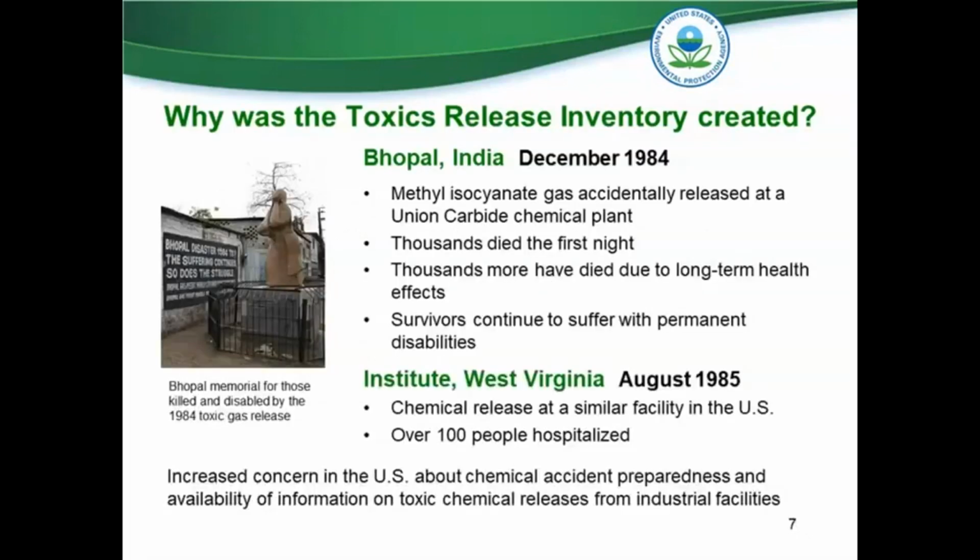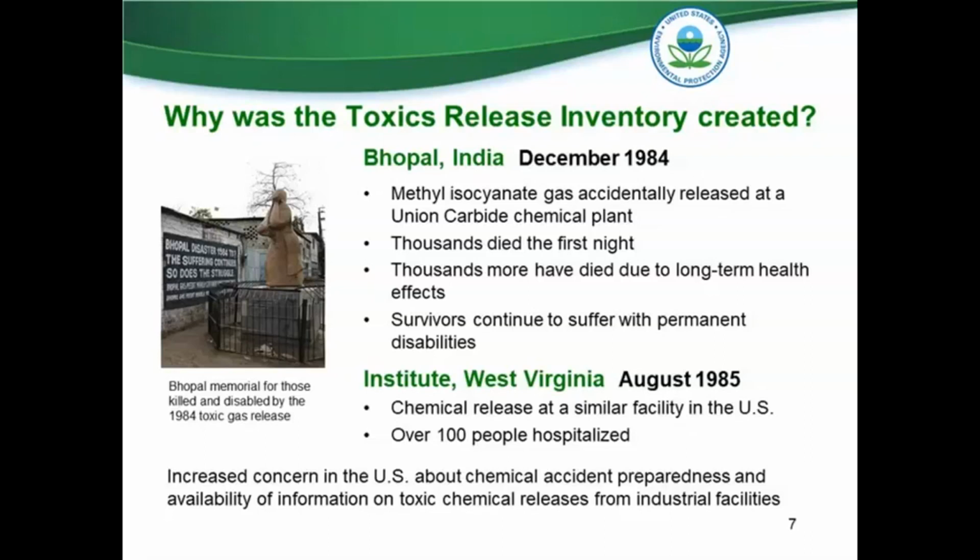So to start at the beginning, why was the Toxics Release Inventory created? The Emergency Planning and Community Right to Know Act that Steve mentioned earlier, that was passed in 1986, was in large part a response to a chemical accident that occurred in Bhopal, India in December of 1984, in which methyl isocyanate gas was accidentally released at a Union Carbide chemical plant. And this accidental release resulted in thousands of fatalities immediately following the event, as well as thousands more fatalities and long-term injuries in the years since then in the area.